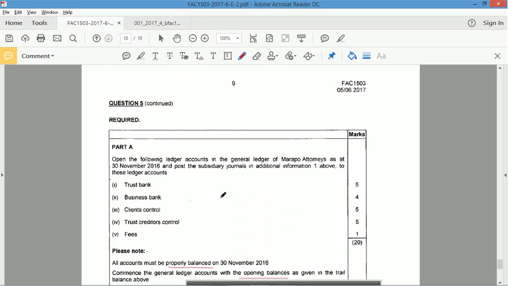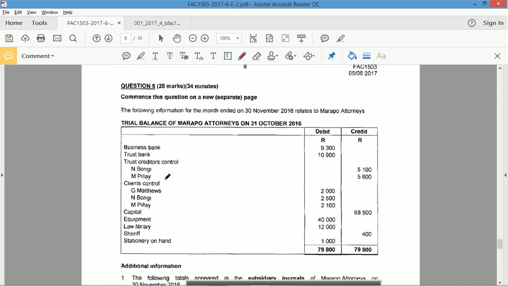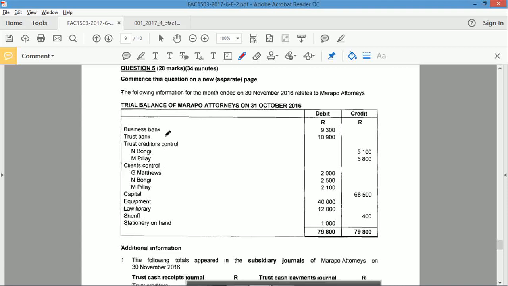Okay, so we need to look at part A. Where does the question start? There's the start of the question. Right, so what must I do initially? We need to take the balances and put them in the correct place. Okay, get the opening balances. That's the most important bit, and that's easy marks. You're never going to get that wrong unless you can't read the information correctly.